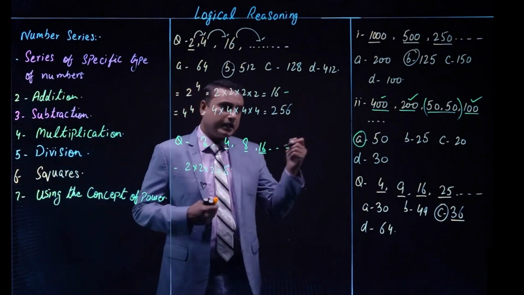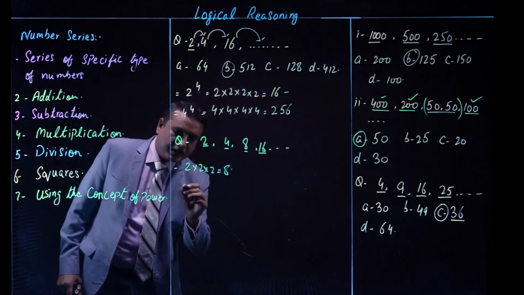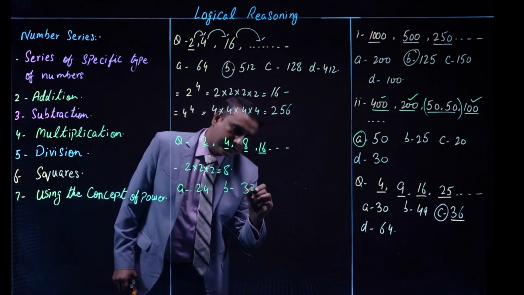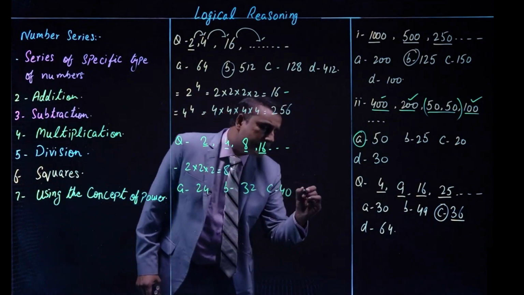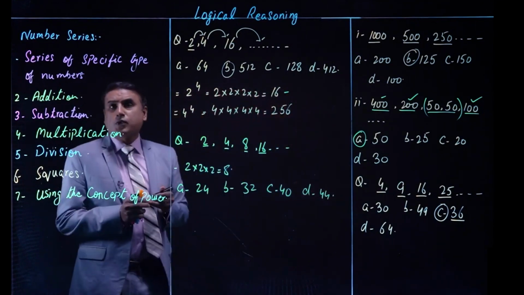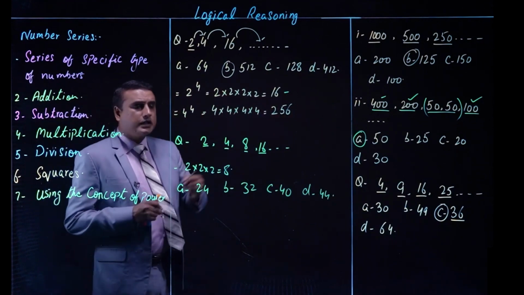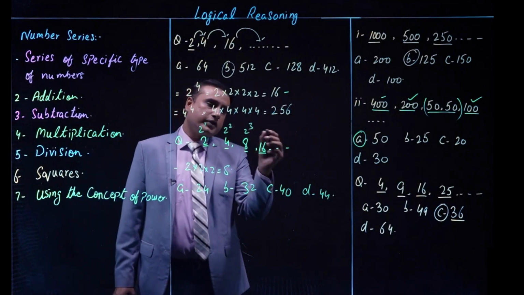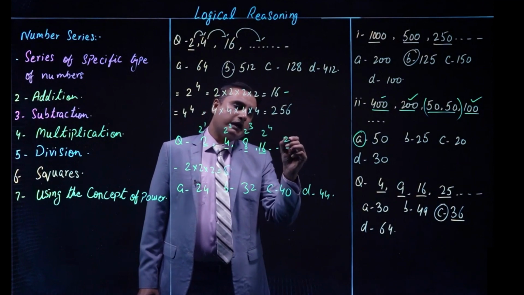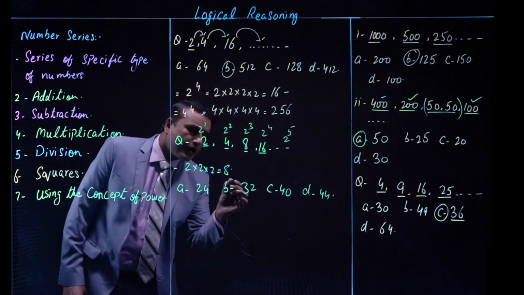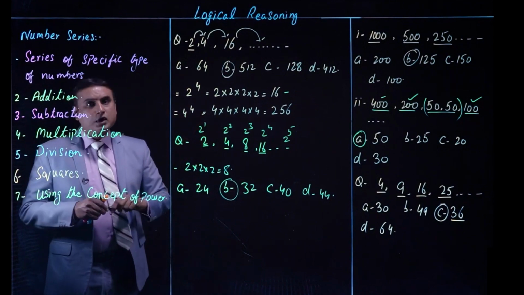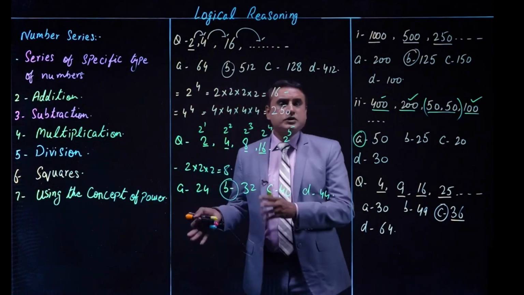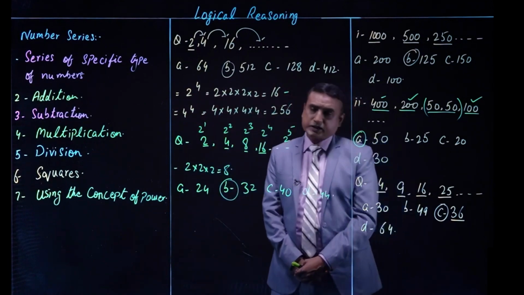And now what we have to do here, the next option, if I am given option alpha, that is 24, beta 32, Charlie 40, and delta 44. So what will be my right option? This is 2 raised to power 1, 2 raised to power 2, 2 raised to power 3, 2 raised to power 4, and here I should have 2 raised to power 5, and that is actually 32. So in this way you can also create a series of numbers. You keep building it according to the power.